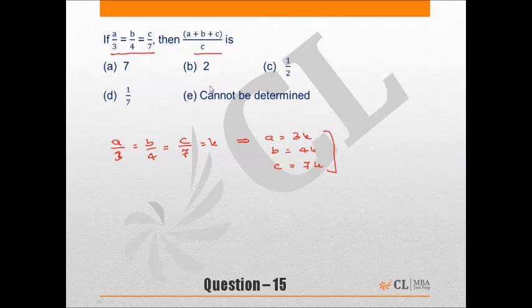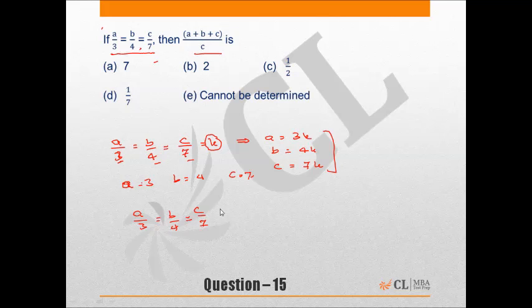Why do you need to again introduce this item called K? You could just straight away assume A is equal to 3, B equal to 4 and C is equal to 7. What are these? These are the numbers which are given in the denominator. If A is equal to 3, B equal to 4, C equal to 7, then will not A upon 3 be equal to B upon 4 equal to C upon 7?